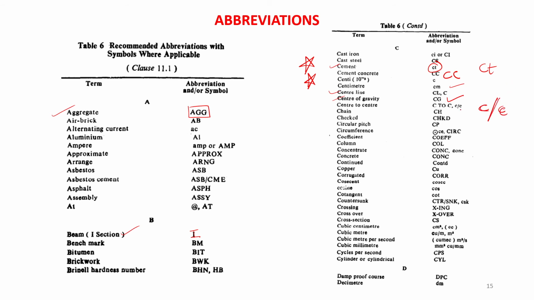You can write like this, or C to C. Again, it will be lengthy. This is better, I think. Center to center. Center to center. Circular pitch. Column: the shortcut is COL.